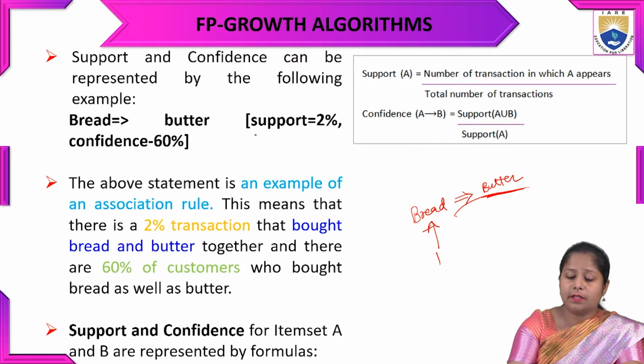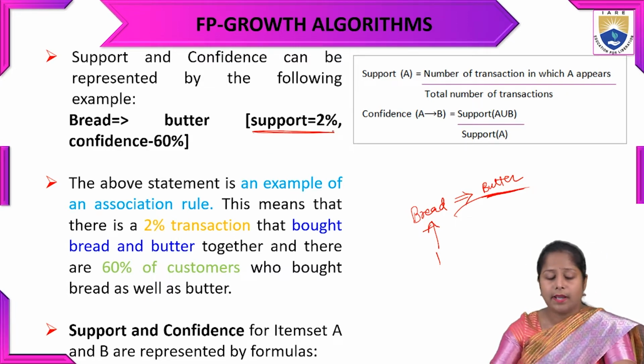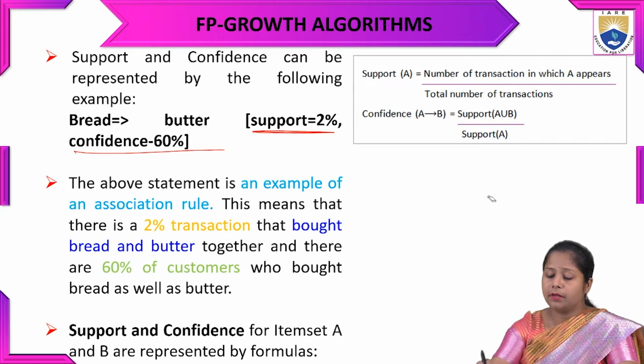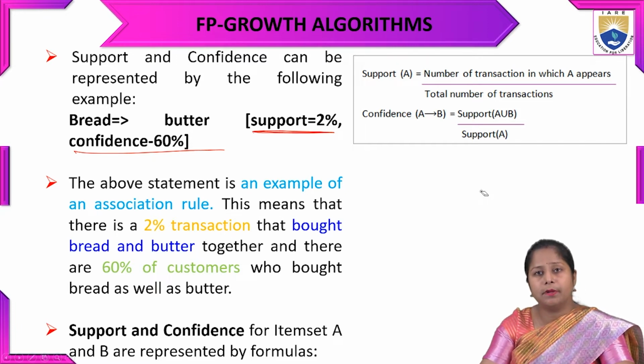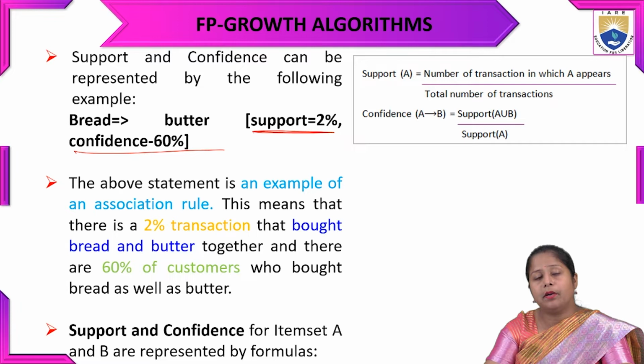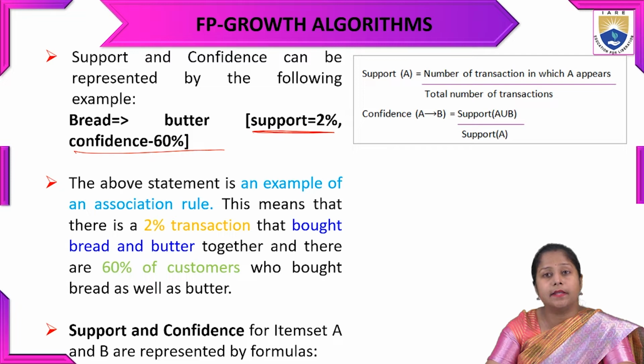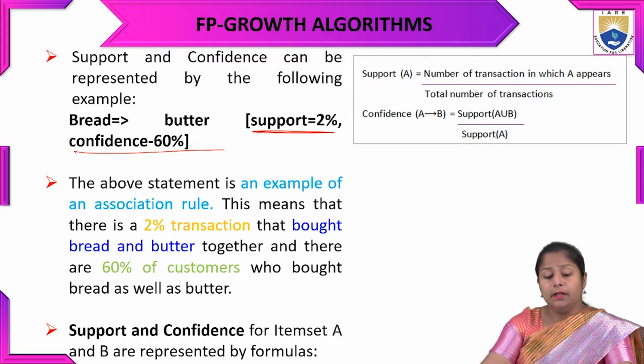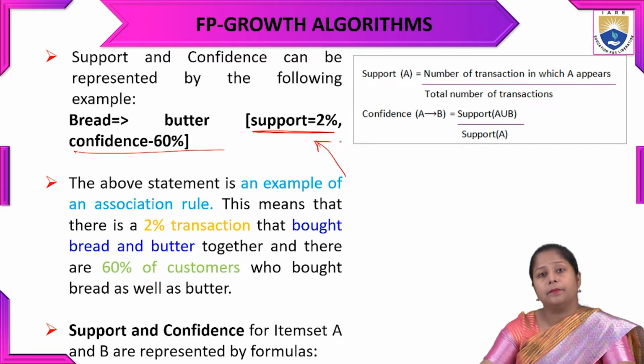Here it has been written: support is equal to 2% and confidence is equal to 60%. On what basis has that been written? The above statement is an example of an association rule. Basically, it means that 2% of transactions have bread and butter bought together, and there is a 60% confidence rate of customers who buy bread buying butter together as well. Like this the statement works.